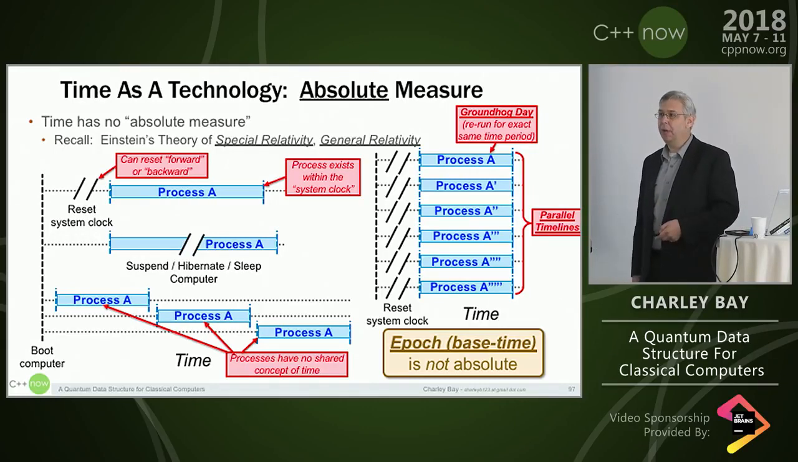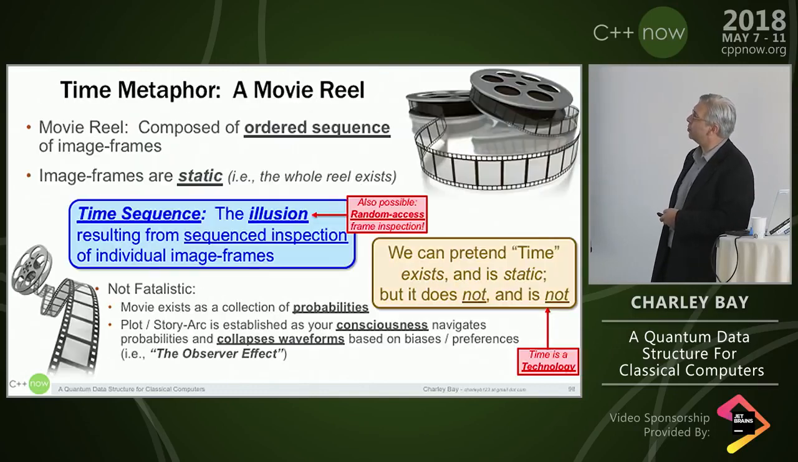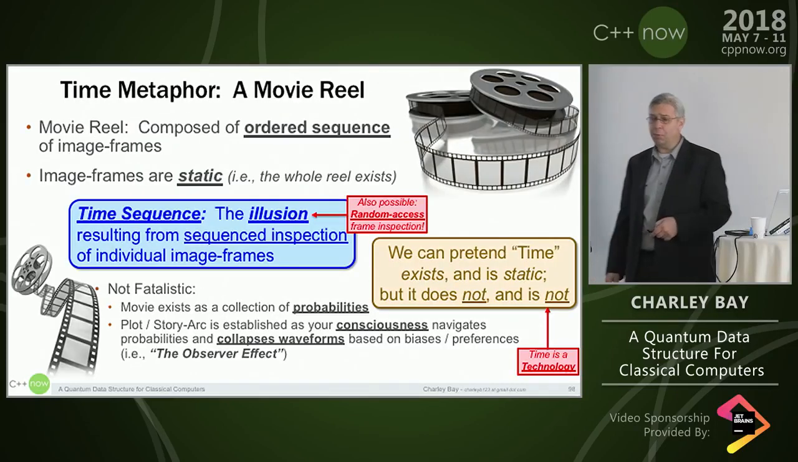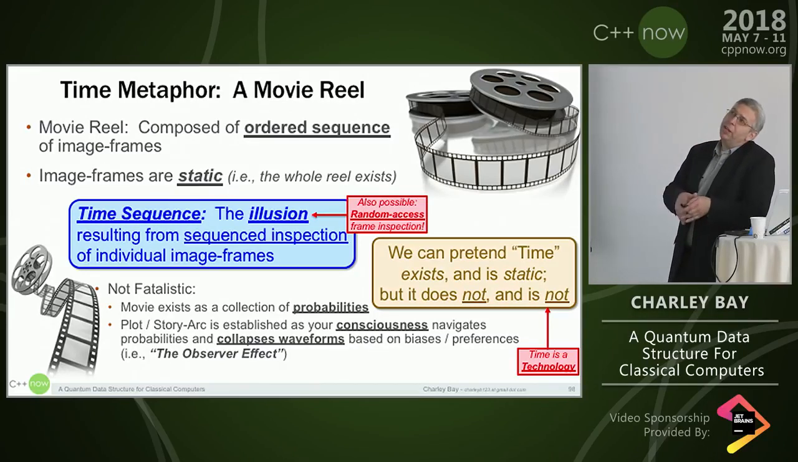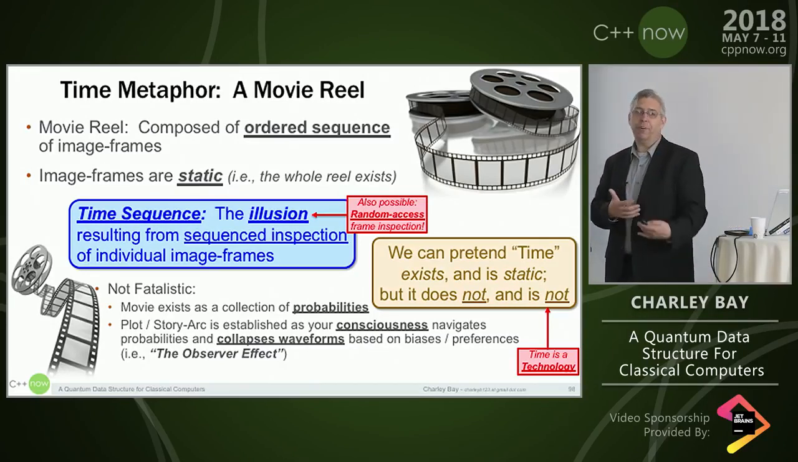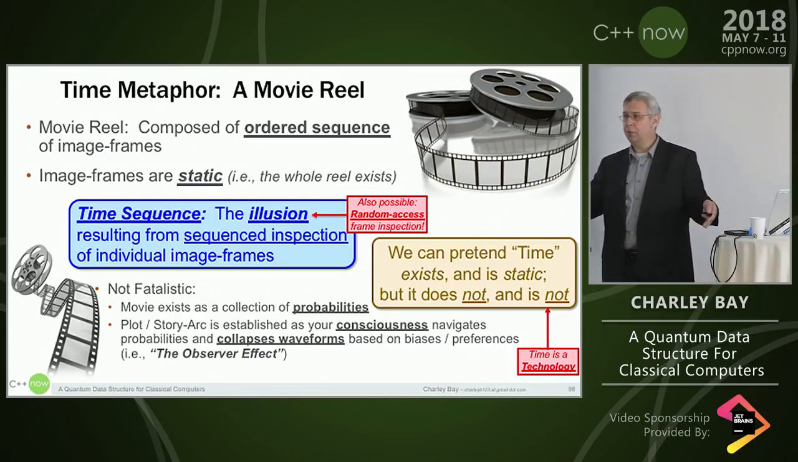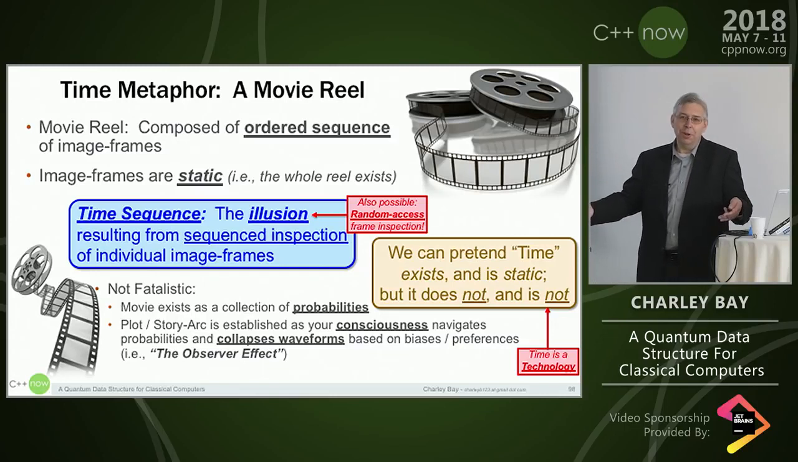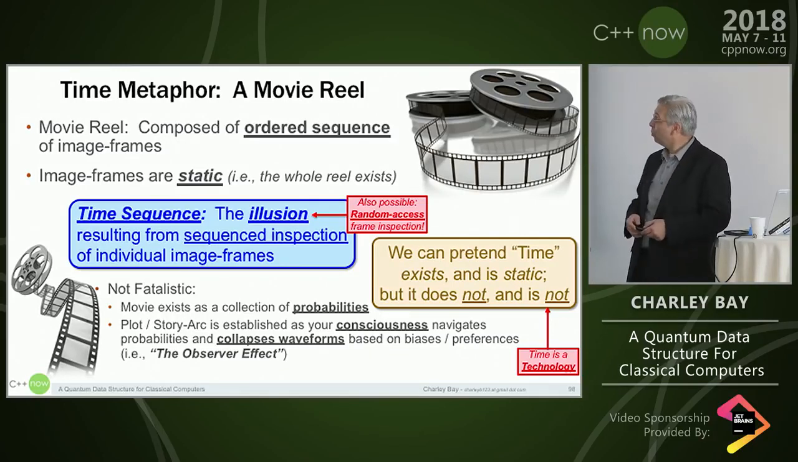Everything's kind of relative, and we deal with this. We have techniques for this. This is not unfamiliar to us. So time's actually closer to a movie reel. There's the movie reel, and there's kind of this logical comfort level of sequencing in an ordered fashion, zero to end frames. That's kind of the movie. You don't want to ruin the ending, so watch it in order. But random access is totally doable.